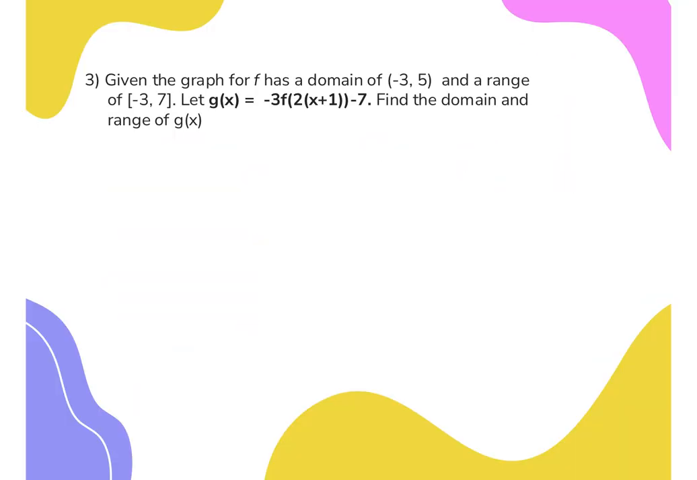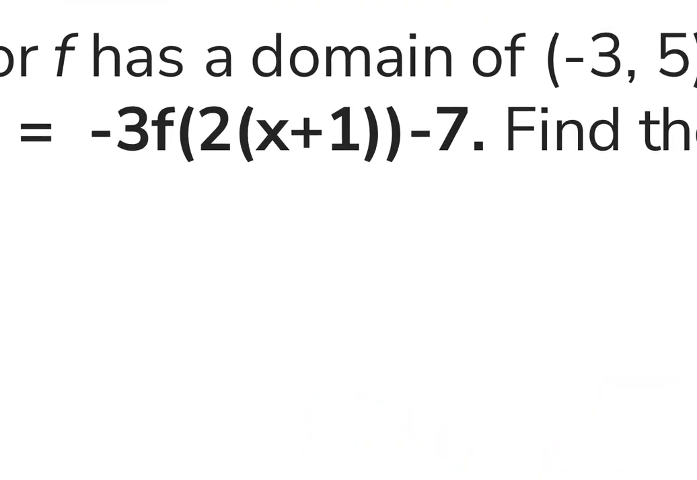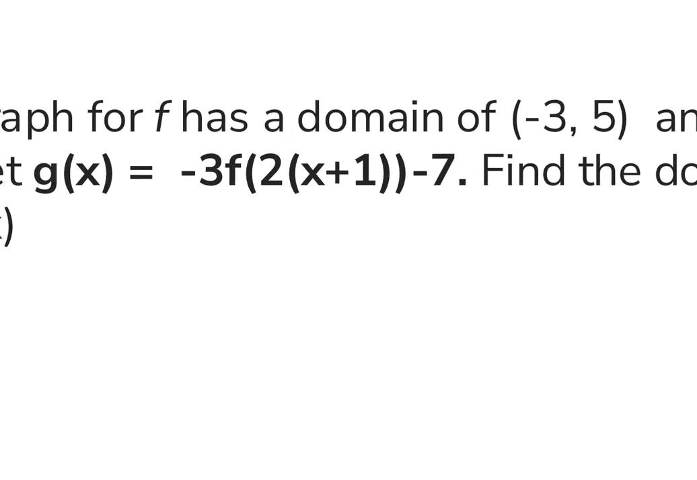All right, so given the graph for f has a domain of negative 3, 5 and a range of negative 3, 7, let g of x equal negative 3 times f of 2 times x plus 1, minus 7. Because we're affecting domain and range, we're looking at what would change the x values and what would change the y values. Everything on the inside is changing what? The horizontal. Horizontal is x or y? X is domain or range? Domain. So all that stuff is going to change my domain.